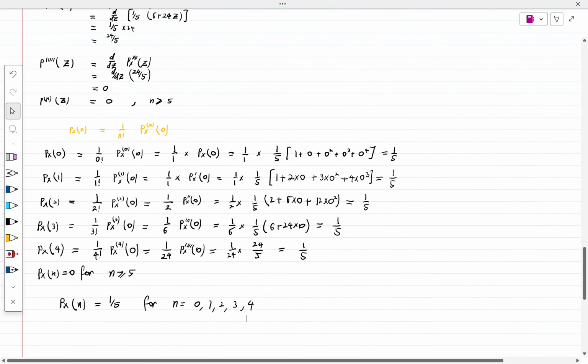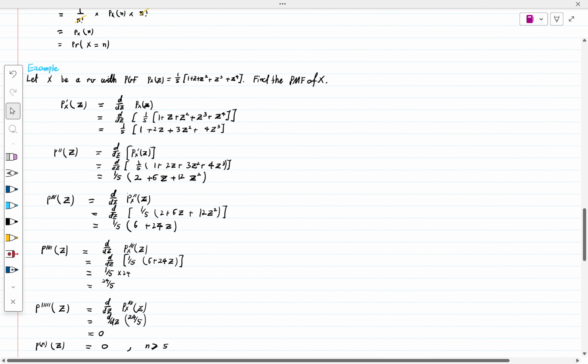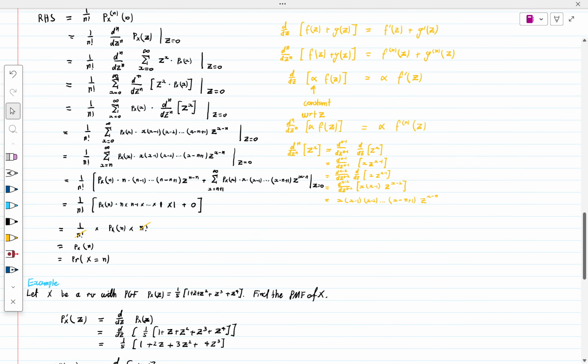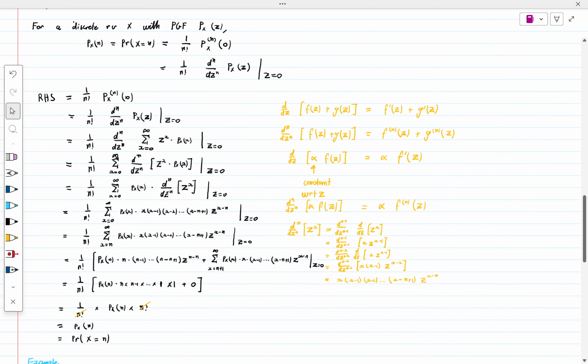As you can see, it was quite computationally intensive to derive the probabilities using the PGF, and so typically we stick to using the PMF. Nonetheless, we have shown that it is in fact the case that you can use the probability generating function to derive the probabilities. I hope this video was useful.